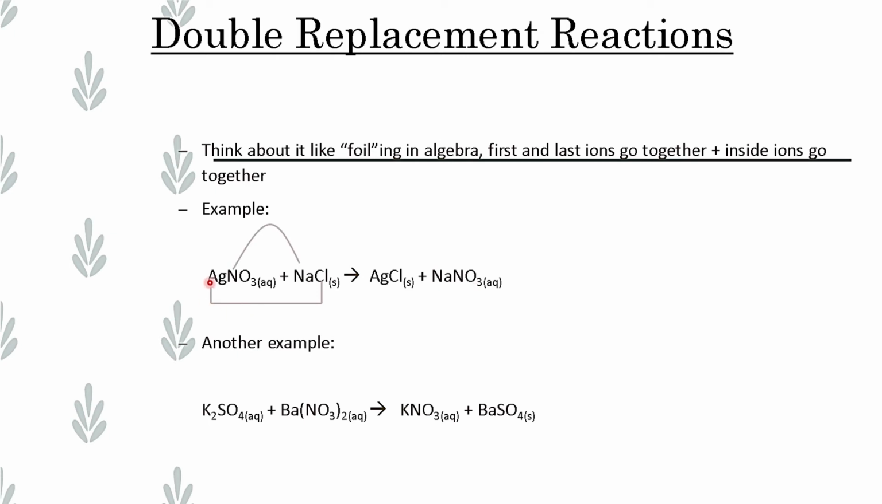So corner ones will combine, center ones will combine. In this example you can see potassium and nitrate will combine and form a new compound KNO3, potassium nitrate, and barium and sulfate will combine to make a new compound BaSO4. Barium again has positive valency, so it is written first, sulfate afterwards.